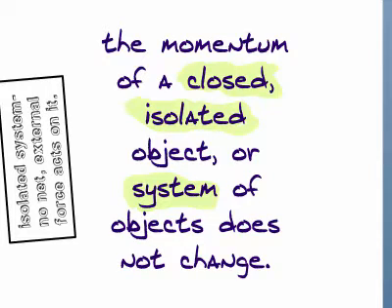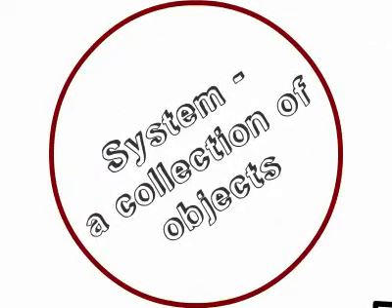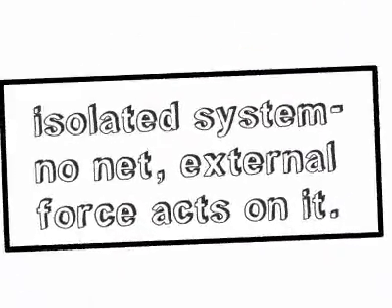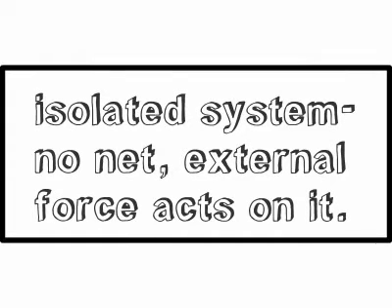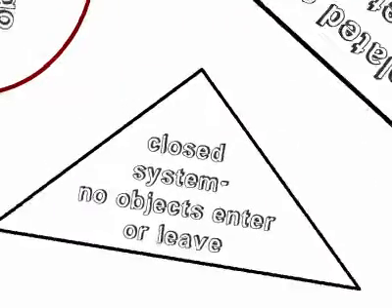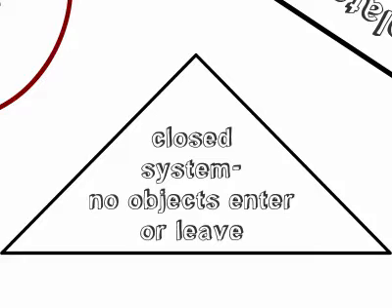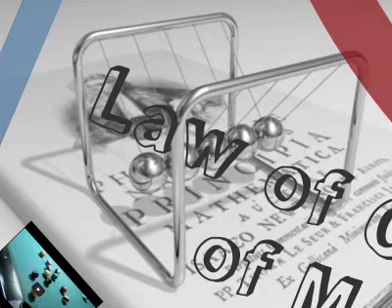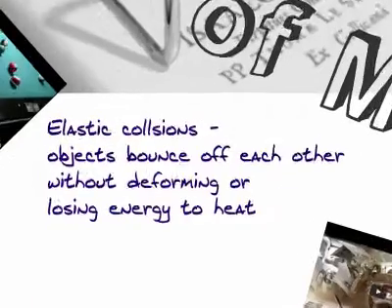Let's take a look at what some of these terms mean. When we say system, we're referring to a collection of objects. When we talk about an isolated system, that means that no net external forces act upon this isolated system. And a closed system means that no objects enter or leave. So if I'm talking about a ball and the floor, that is the closed system. No objects must enter or leave that system in our consideration. So this is a law, meaning that we can use this information to help us better understand other physics concepts.